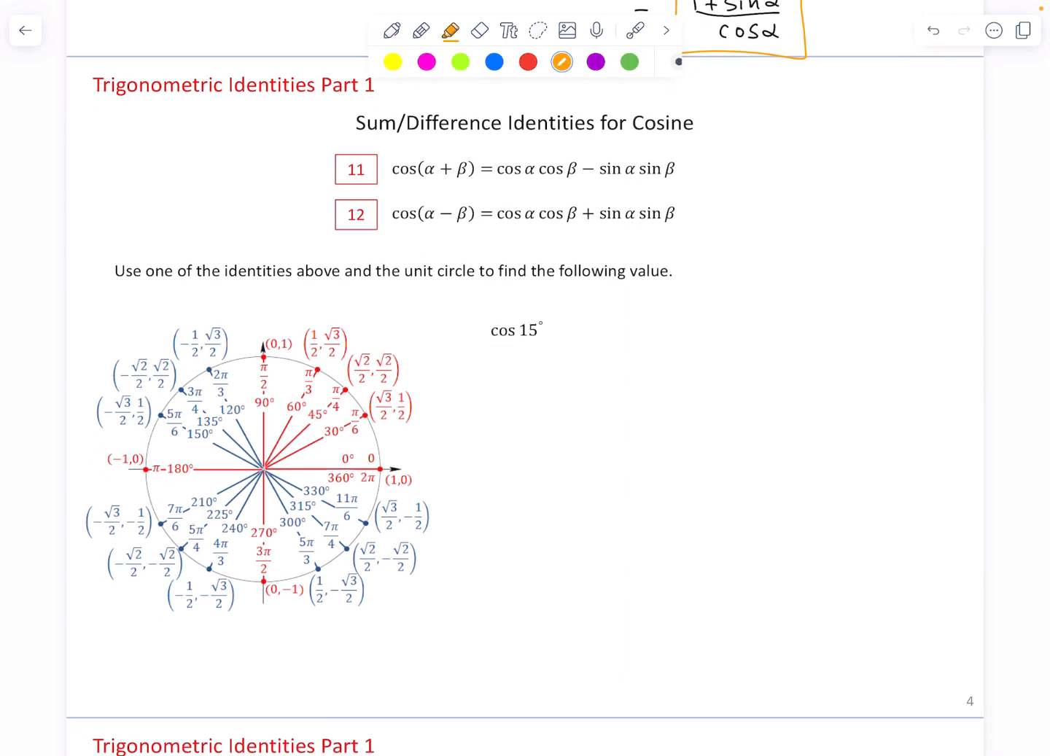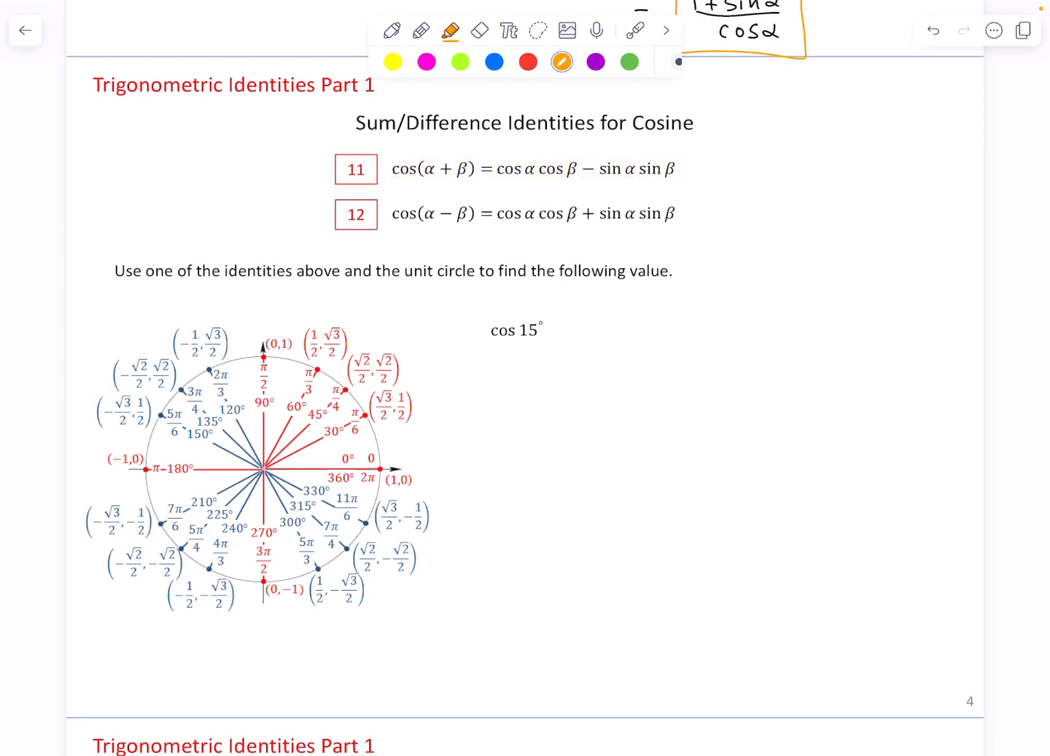This page is about the sum and difference identities for cosine. Identity number 11, we're not going to prove that this identity is true, we're just going to take it for granted and then work with it, but it states that the cosine of a sum of angles, so the cosine of alpha plus beta, can be found by doing cosine of the first angle times cosine of the second angle minus, and then sine of the first angle times sine of the second angle.